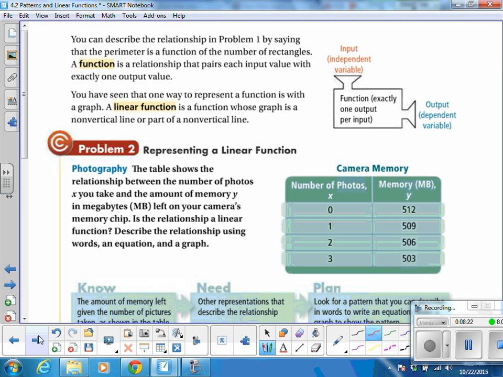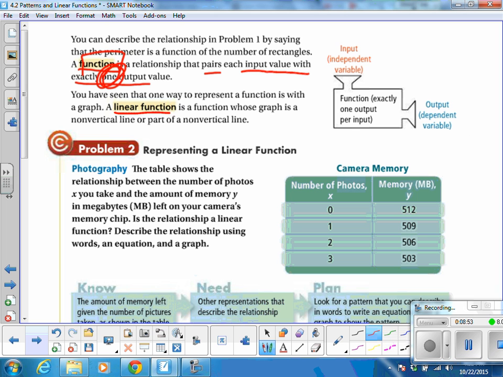You can describe a relationship in problem 1 by saying that the perimeter is a function of the number of rectangles. A function is a relationship that pairs each input value with exactly one output value. This is important. It's going to give you only one, and that identifies a function happening. You remember these function machines. You have seen that. One way to represent a function is with a graph.